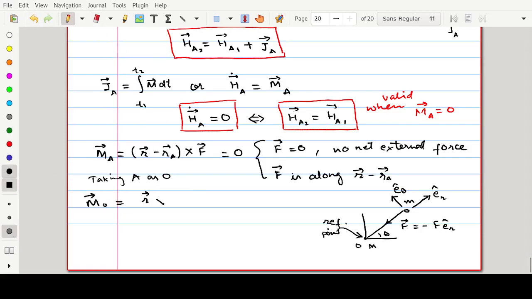So this will be R cross minus F e_r, and you know that R is nothing but R e_r in cylindrical coordinates. So e_r cross e_r will come out to be 0, right? If that is the case, then HO dot will be 0.